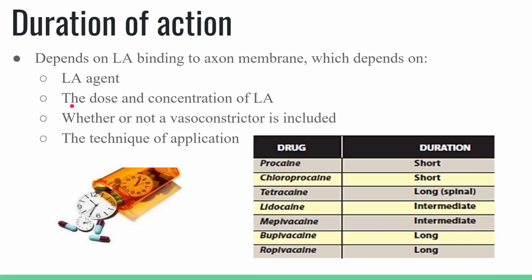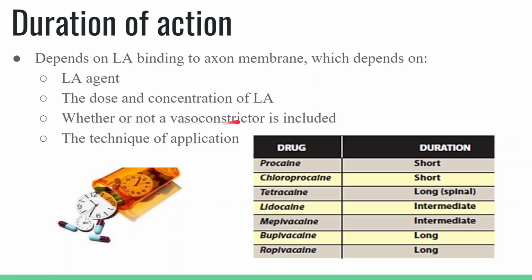It depends also on the dose and concentration of local anesthetic. If you're giving the patient a high dose, then obviously there's going to be a larger amount of local anesthetic, which will stay bound to the axon membrane for a longer period of time. Same thing for the concentration. Using 2% lidocaine is not the same as using 4% lidocaine. So the concentration also matters.